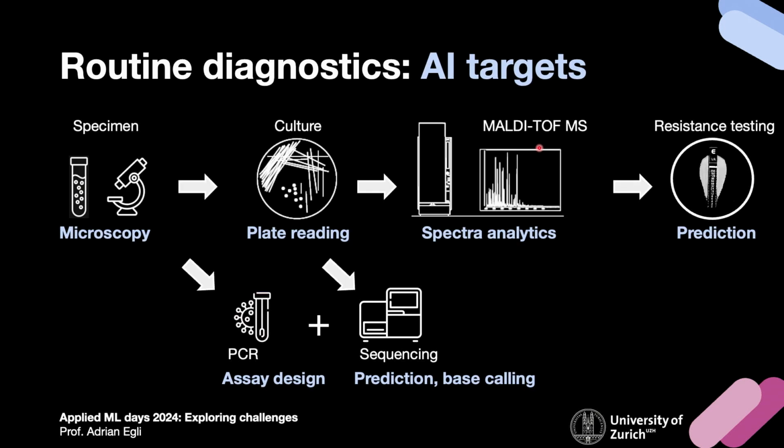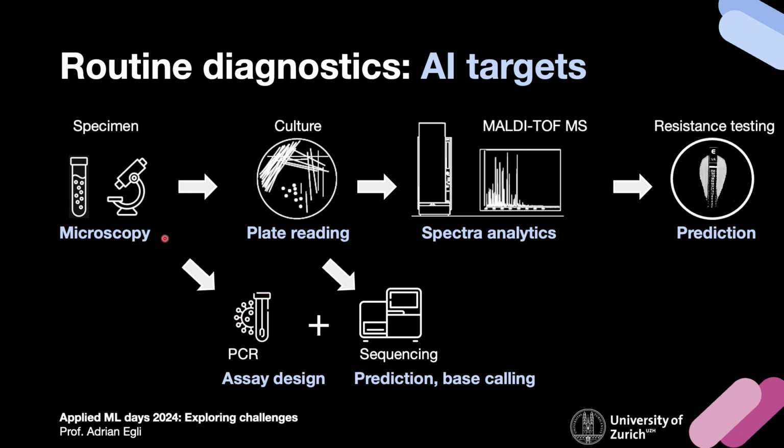Now, in diagnostics, you can apply AI at various stages. So if a sample comes in, you can process the sample, generate a culture, then you do an identification of the bacteria which are growing on this culture, and then you make an antibiotic resistance testing. And obviously, in all of these steps, as you will see in a second, you can apply artificial intelligence.